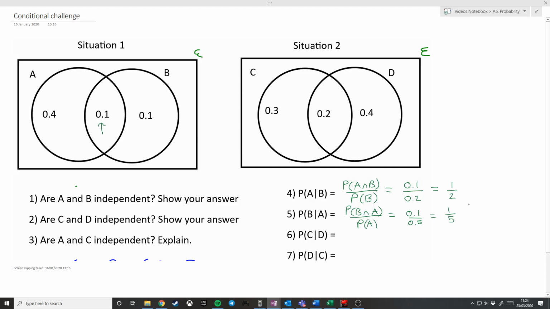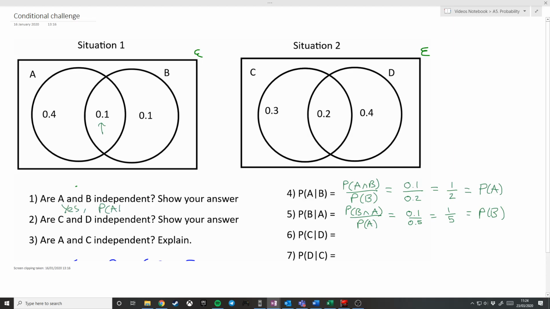So are A and B independent? Well, let's have a look. What is the probability of A? The probability of A is 0.5, or a half. So this does equal the probability of A. And the probability of B is 0.2, which is that. So that is the probability of B. So are A and B independent? Yes.